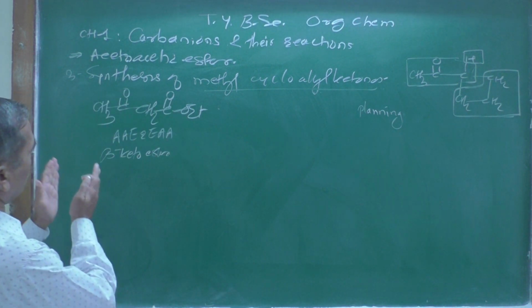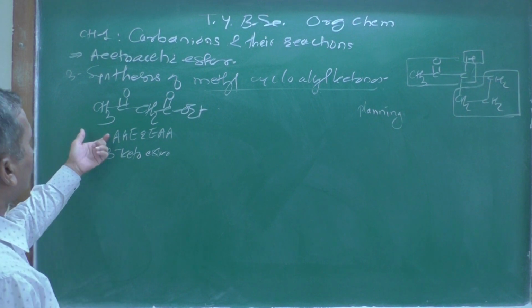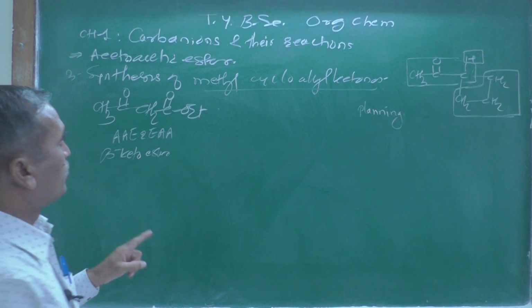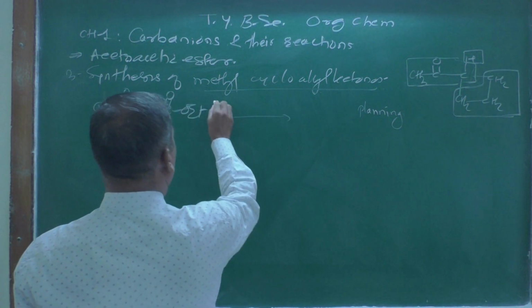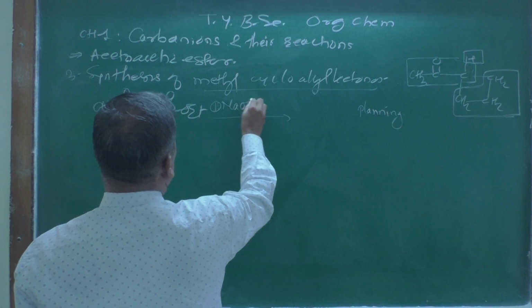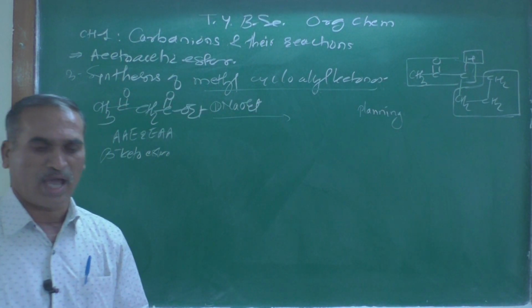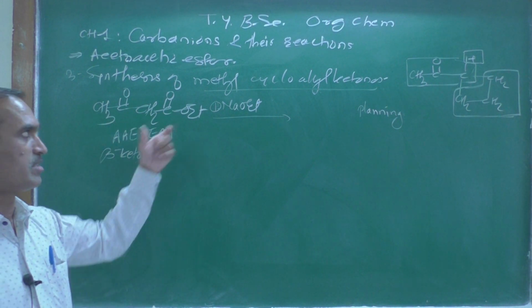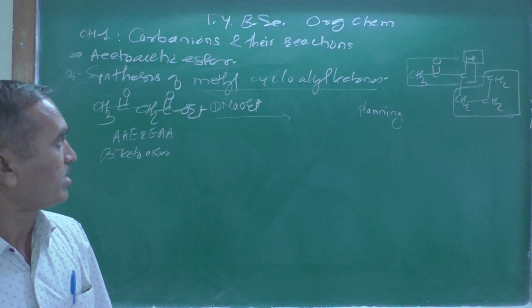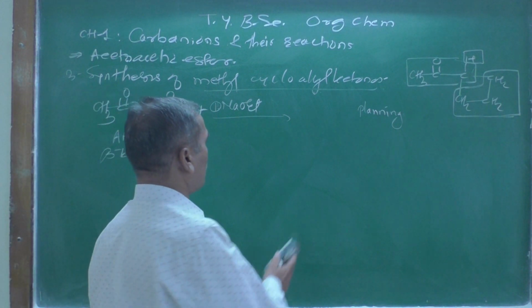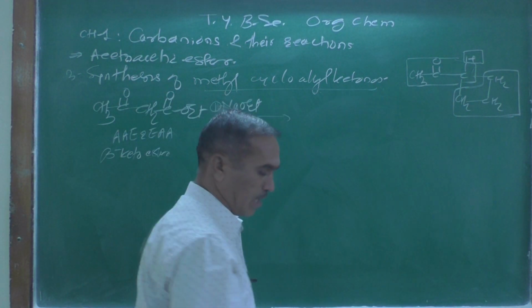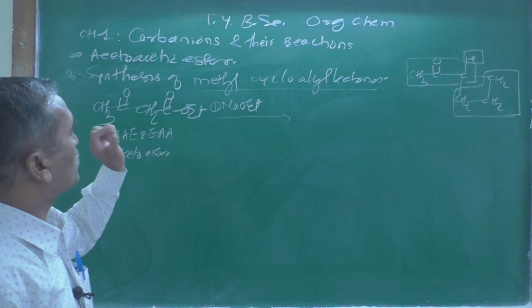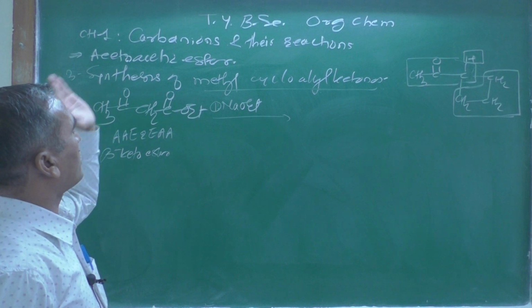Now let us look at the starting compound they have given us: CH3-C=O-CH2-C=O-OEt. You treat this compound with sodium ethoxide, NaOEt. When we treat the starting compound acetoacetic ester with sodium ethoxide, the resulting compound formed is a carbanion. That is our ultimate step, because we are discussing chapter number 1.